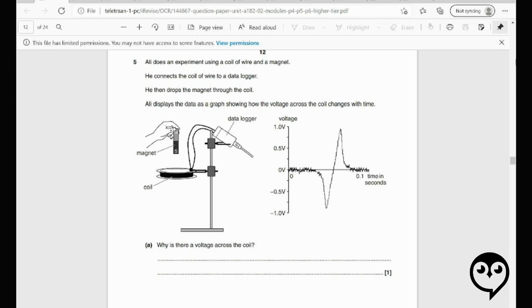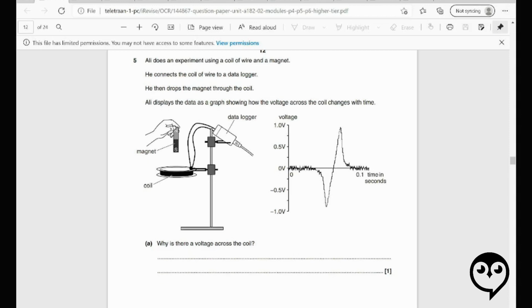All right, let's start off with an OCR question. This is from the 21st Century Science Physics A. This is a typical experiment you might have seen in your classroom. You drop a magnet through a coil hooked up to a data logger, and you get this little graph. Why is there voltage across the coil?